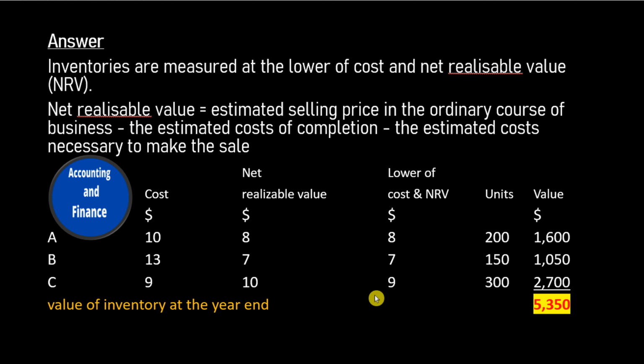Lower of cost and NRV $9. Units 300. Value $2,700. Value of inventory at the year end $5,350.